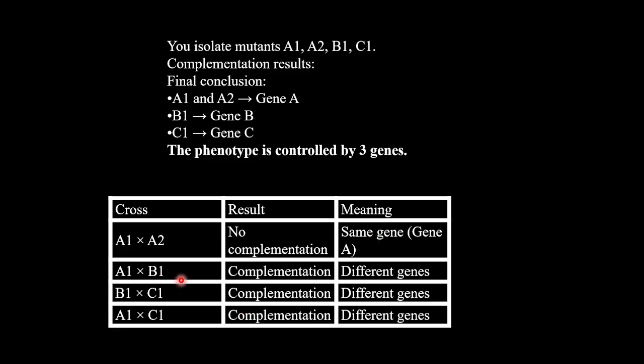Now you cross A1 and B1, they are complementing. It means they are on different genes. B1 and C1, they are on different genes. A1 and C1, they are on different genes because they are complementing each other. So you are getting three complementation groups. It means this particular trait is controlled by three genes, which are A, B, and C. So there are three genes that control your phenotype. This again you can do when you have the mutant strain. Again, you need to remember when two groups are complementing each other, it means the mutations are present on different genes or they belong to different complementation groups.